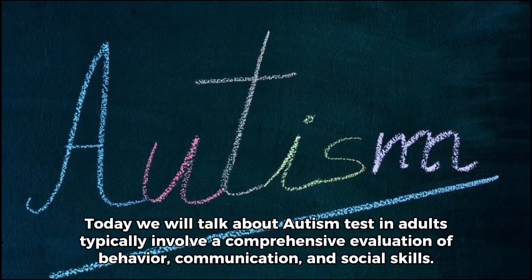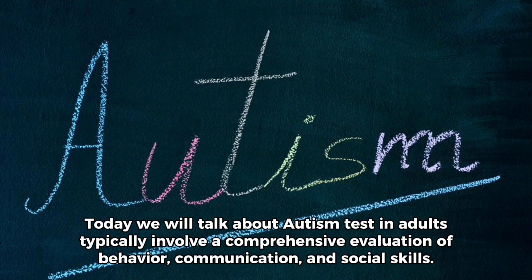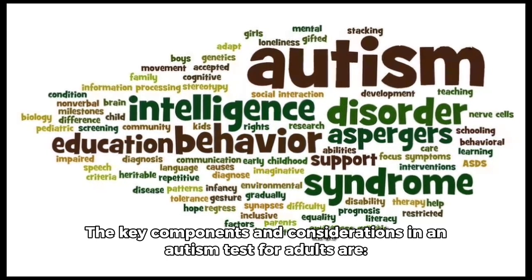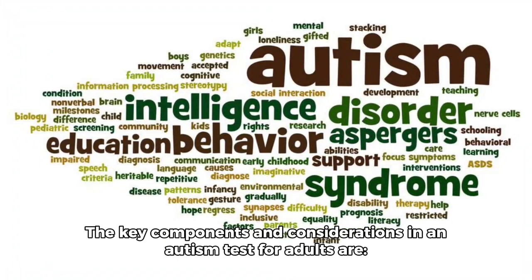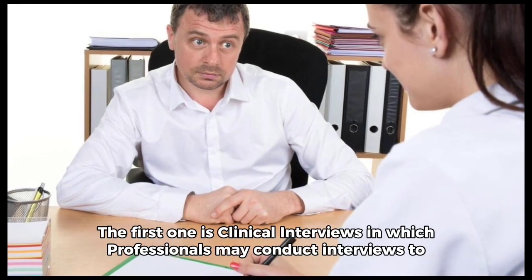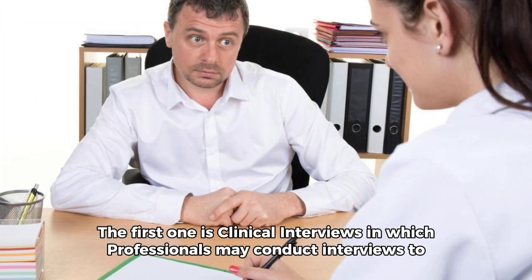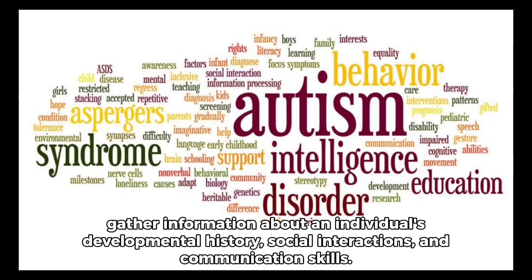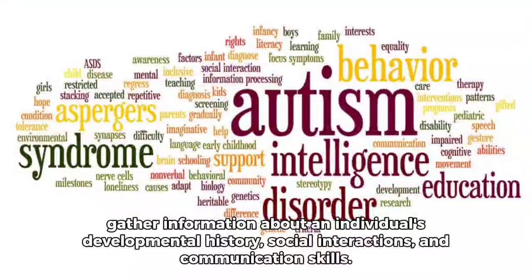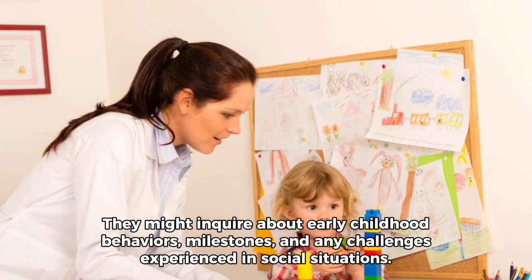Today, we will talk about autism tests in adults, which typically involve a comprehensive evaluation of behavior, communication, and social skills. The key components and considerations in an autism test for adults are: the first one is clinical interviews, in which professionals may conduct interviews to gather information about an individual's developmental history, social interactions, and communication skills. They might inquire about early childhood behaviors, milestones, and any challenges experienced in social situations.